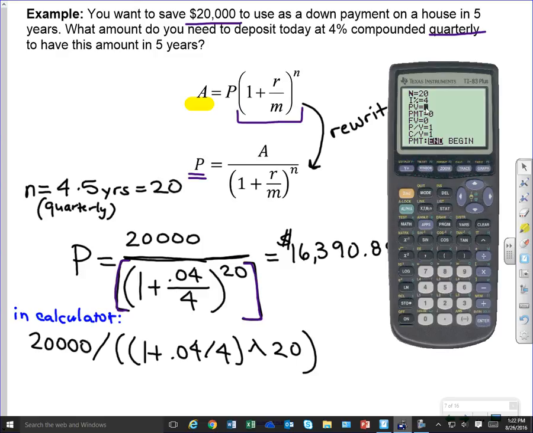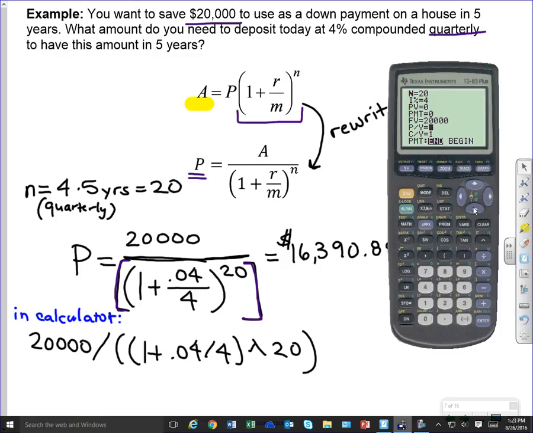The present value is what I don't know, right? That's what I'm trying to solve for. So I'm just going to leave it at 0 for now. Like I said, payment we're not going to use right now. Future value, the future value we want is the 20,000, right? So that's the future amount that we want in there.